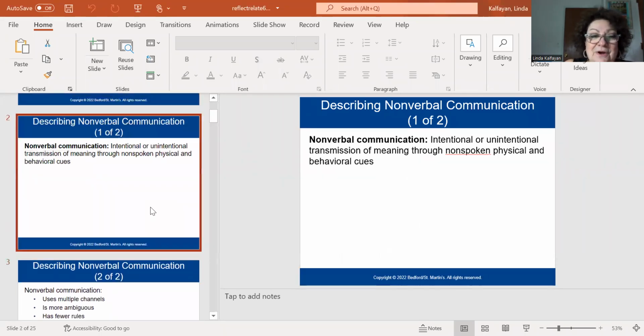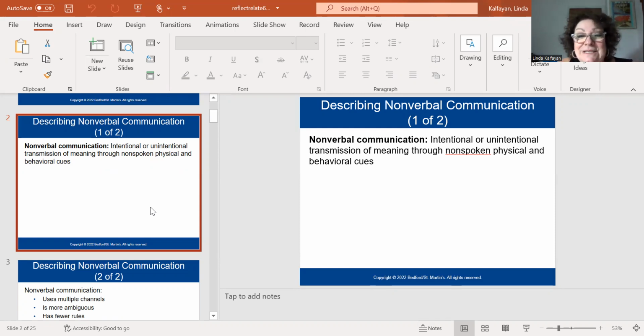When we talk about nonverbal communication, we are talking about transmission of meaning through unspoken physical or behavioral cues. And sometimes we use our nonverbal intentionally. So if I want to make a point, that's intentional. Unintentionally, I could say, I really want to go, and then if my nonverbal says otherwise, that's a little bit contradictory.